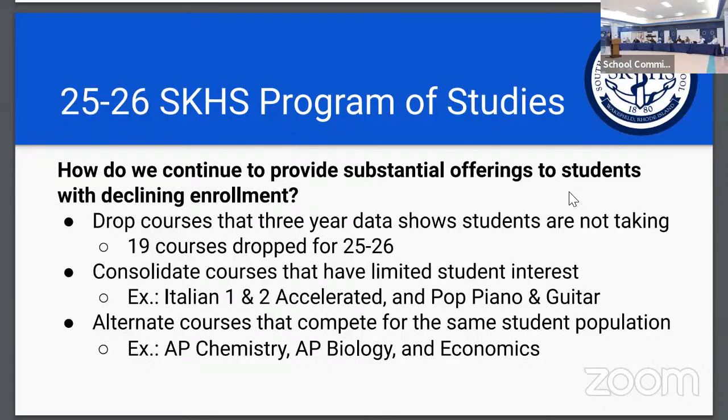Dr. McGee, the Italian 1 and 2 accelerated. I just want to make sure I understand this correctly. That's for all 3 of the languages that are currently offered, right? Or, no, so just the Italian? Spanish will stay as Spanish 1, Spanish 2, Spanish 3, Spanish 4. And then French will stay as 1, 2, 3, 4, but Italian will be different.